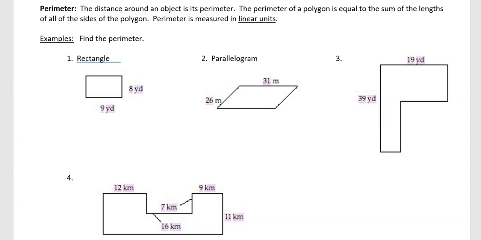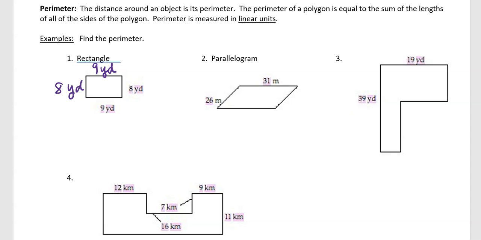So we're going to start out very simple in recognizing that number 1 is a rectangle. So if I'm using the measurements that are on the picture given, I would know that these opposite sides are both 8 yards because a rectangle has 2 pairs of congruent sides and 4 right angles, and the opposite side to the 9 yards should also be 9 yards.